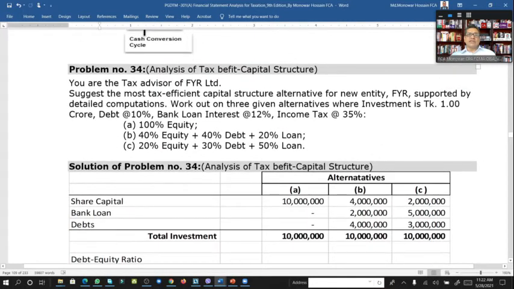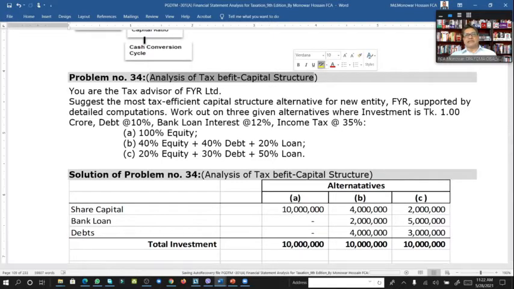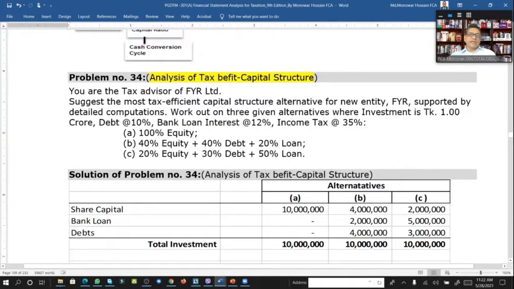Here, this one we will do, and we will close our class. So this one is the analysis of tax benefit in capital structure. You are the company tax advisor of a company. The company is going to establish another company and wants your suggestion on which structure they should take. You should suggest the tax-effective capital structure for their new company.